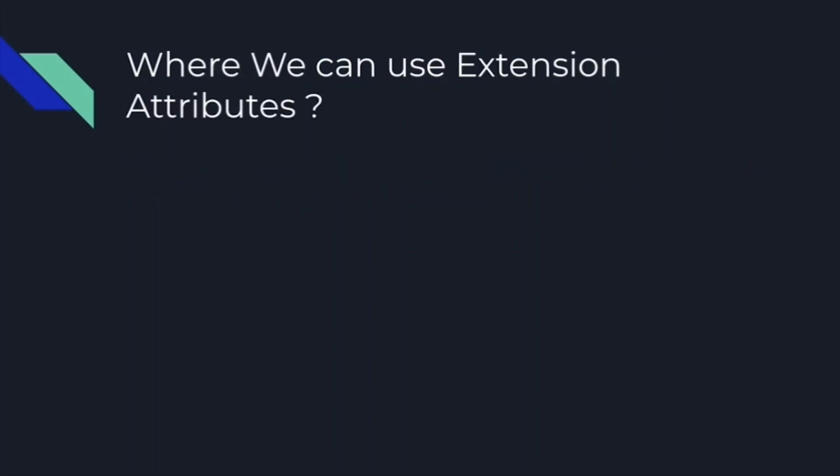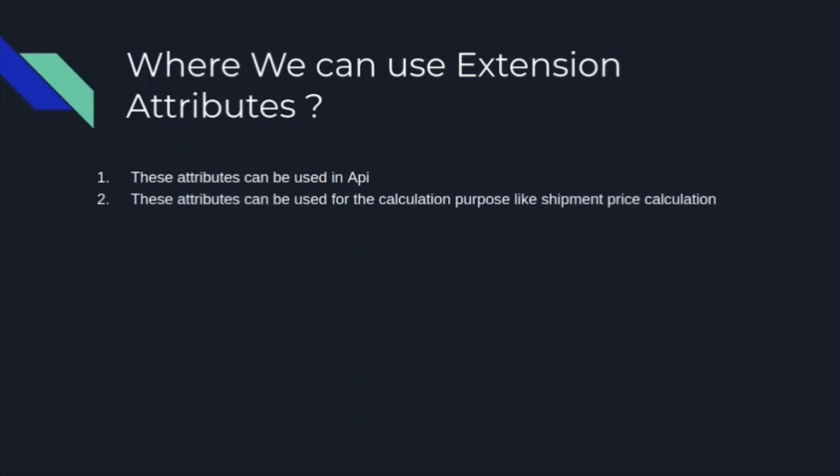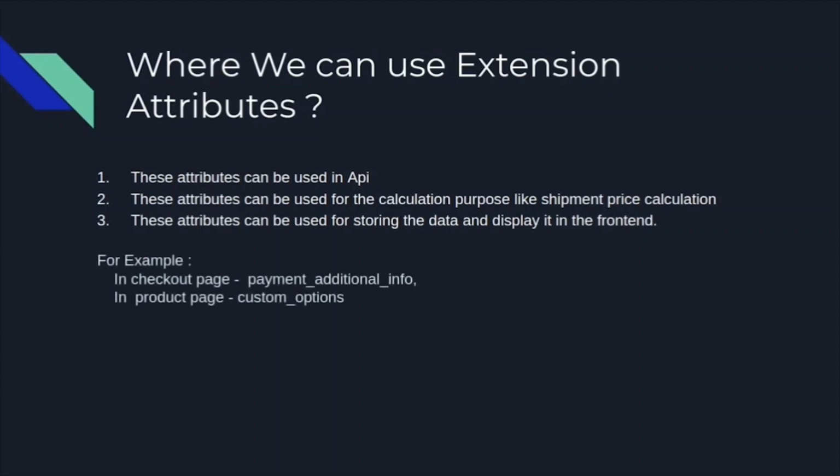Next, where can we use the extension attributes? Extension attributes can be used in the API. And these attributes can be used for calculation purposes like shipment price calculation. And these attributes can be used for storing the data and displaying it in the front end. Let's see an example. For example, in a checkout page, payment additional info is used as an extension attribute. And in a product page, custom options is used as an extension attribute.